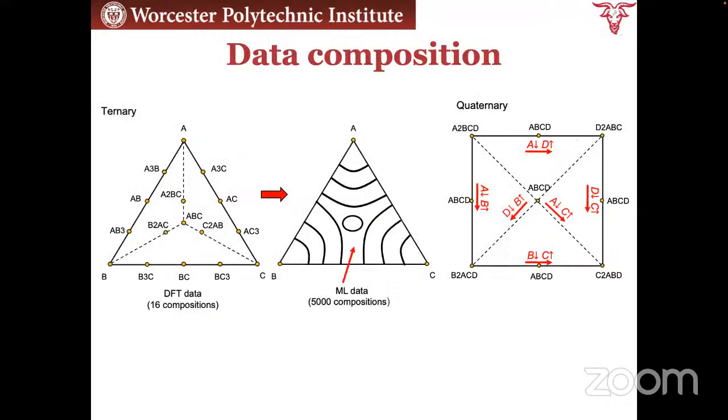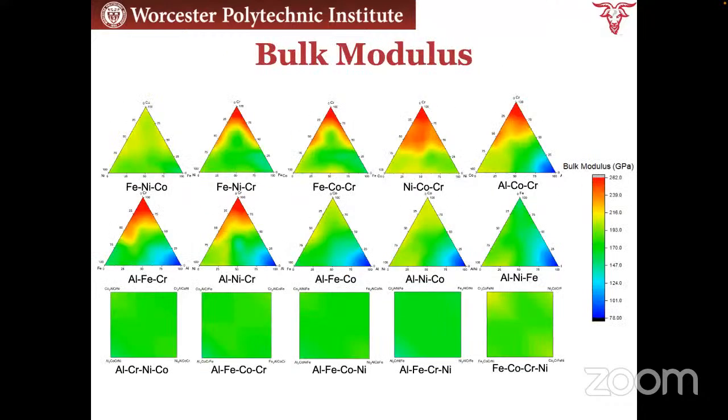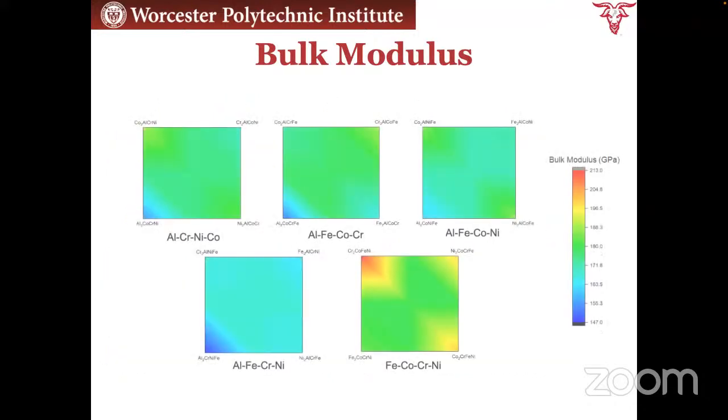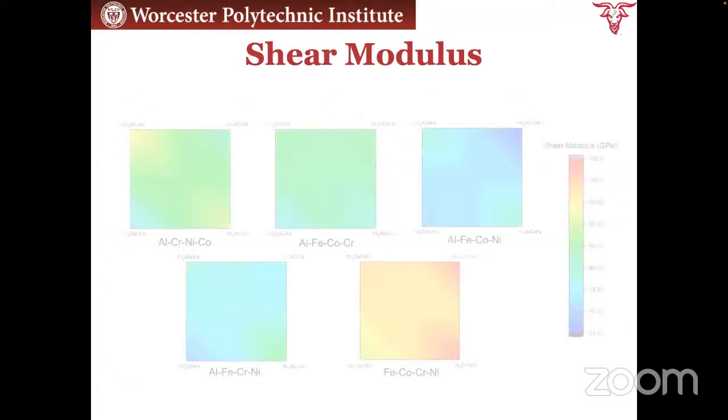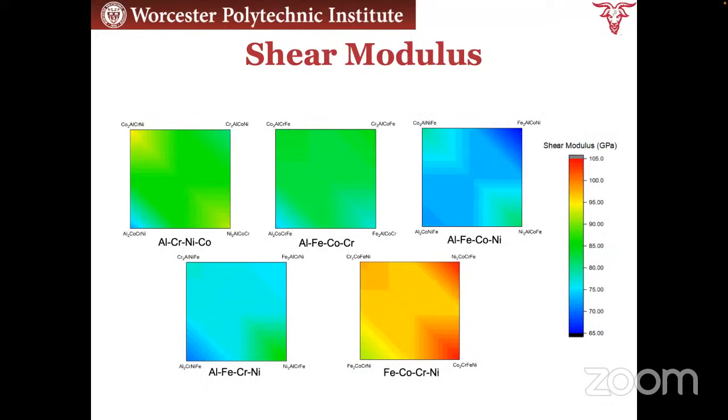For example, this shows our calculations of the bulk modulus for these 10 ternary systems and also the 5 quaternary systems. For the quinary system we can do that too, but it is not easy for us to view, because it's a high dimensional diagram. For quaternary, this is a zoom in to show what the bulk modulus looks like. We did similar things for the shear modulus. The good thing is we have the whole map of everything.